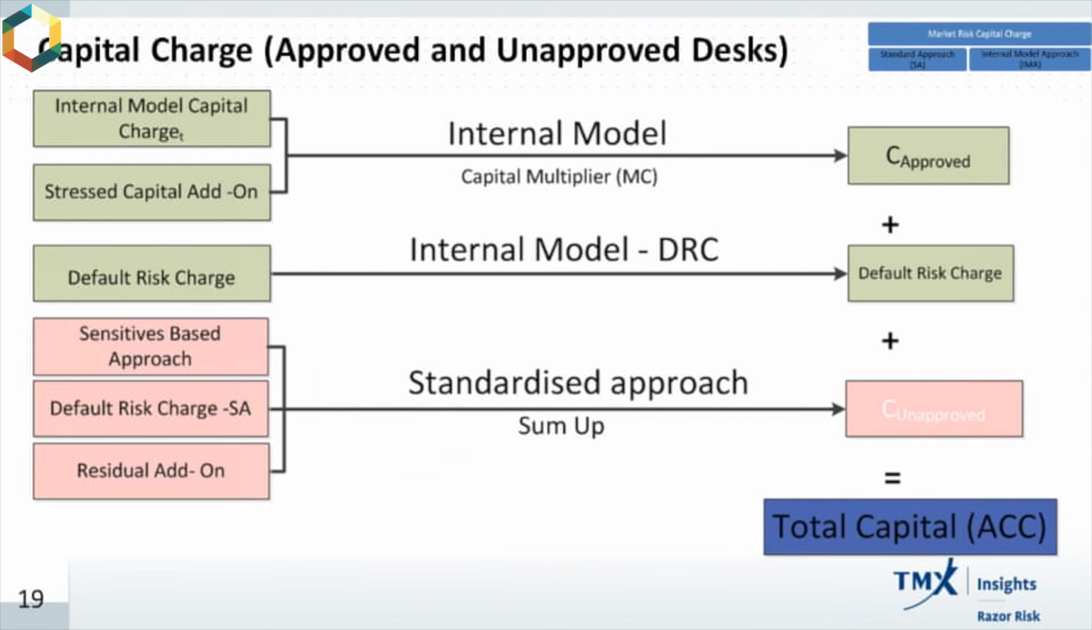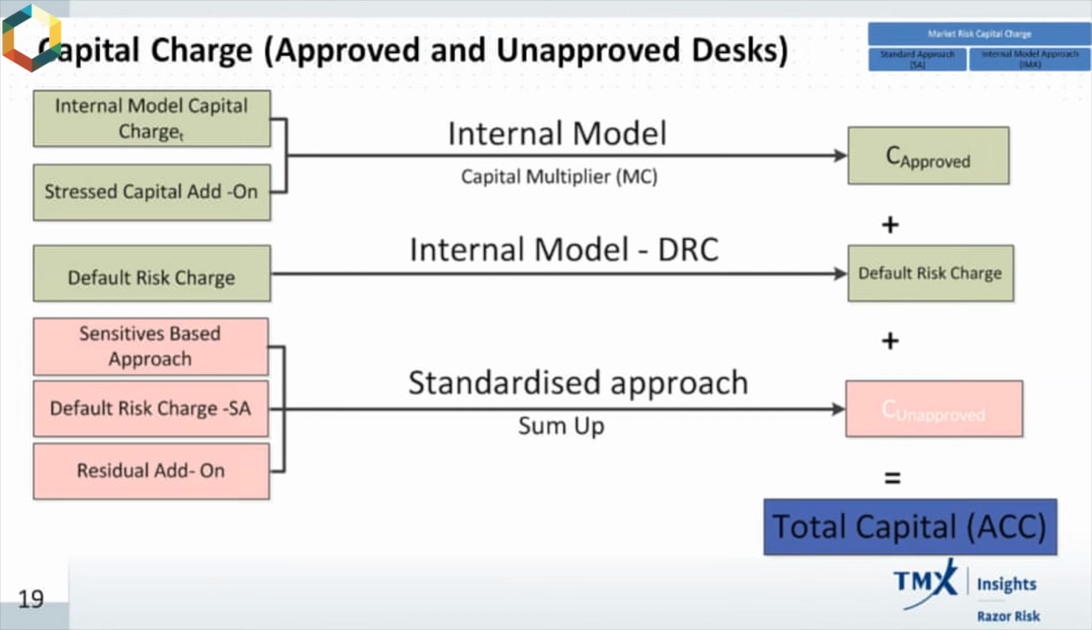Okay, so this slide shows the final capital charge. So after the above steps, we got the capital charge for IMA desks and SA desks. For IMA desks, we need one more thing, which is the capital multiplier. It's MC over here. And the capital multiplier comes from bank level backtesting.